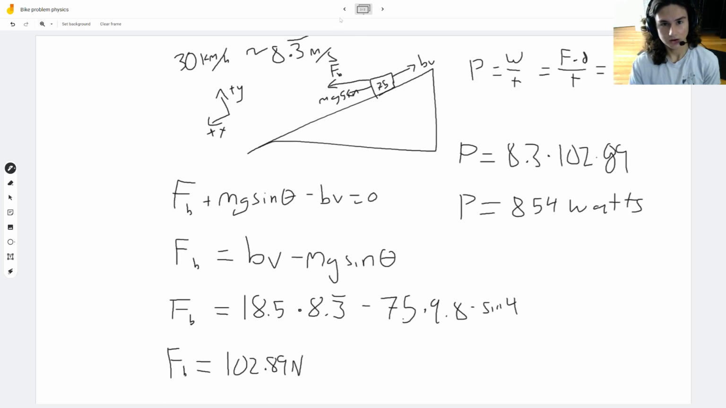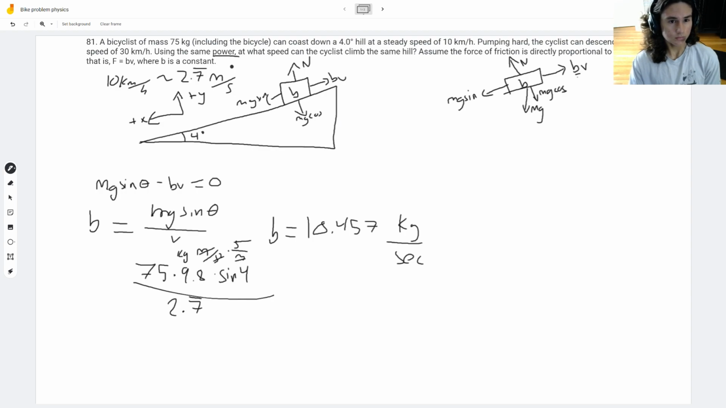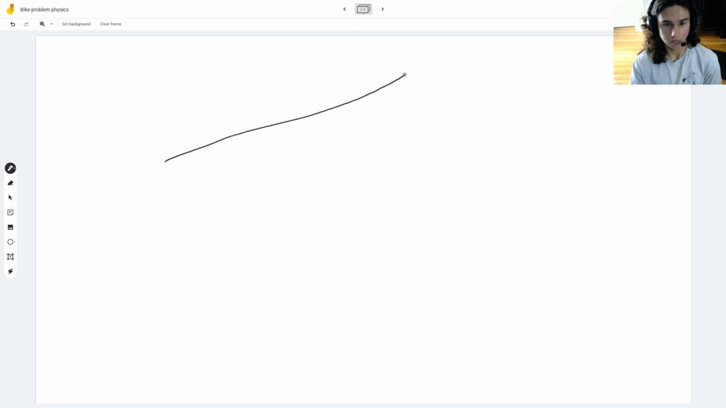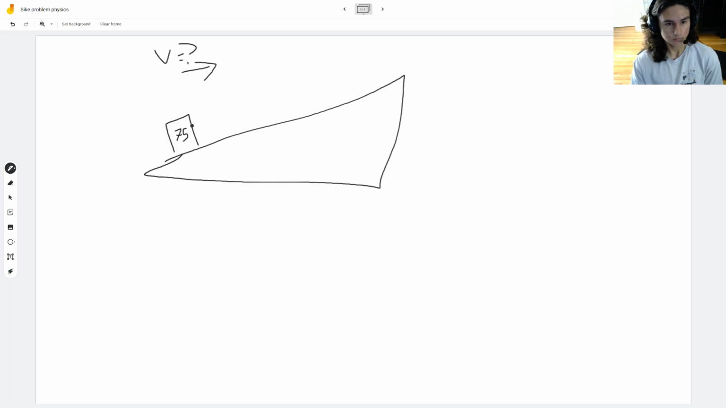And so now, from this, we have the same power. So what speed can the cyclist climb the same hill? This time, I'm going to keep this over here, and we're going to draw one final diagram. We have the biker still 75, and they're climbing up this hill at a velocity which we don't know. So, to figure out what's going on here, let's draw another free body diagram.